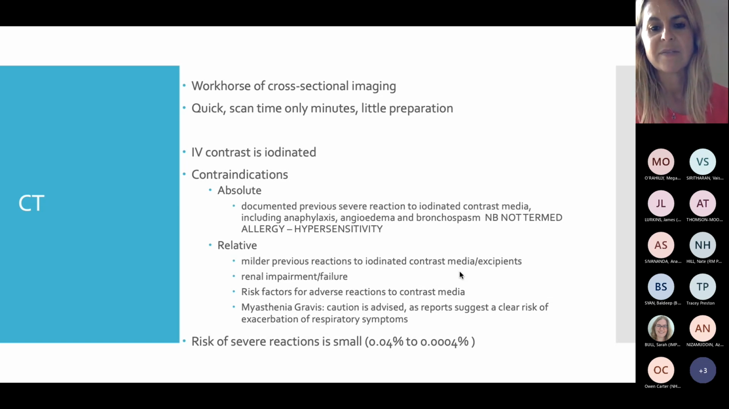And what we mean by a severe reaction is anaphylaxis, a clear history of angioedema and bronchospasm. They're not allergic reactions. These aren't immune mediated on the whole. They're hypersensitivity adverse reactions. So the term contrast allergy is a slightly false term. And then we would say a relative contraindication would be a milder previous reaction.